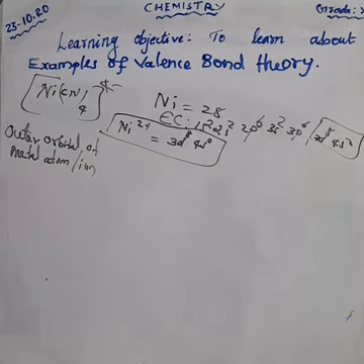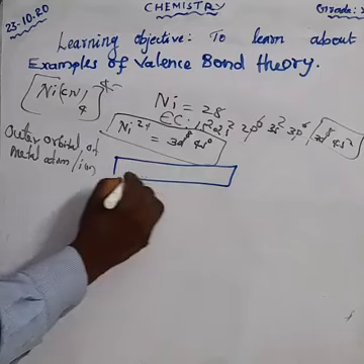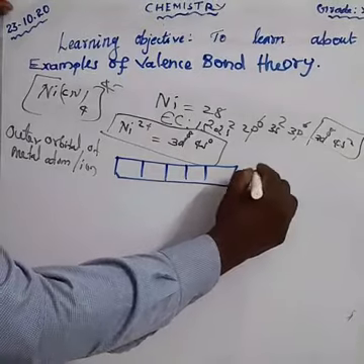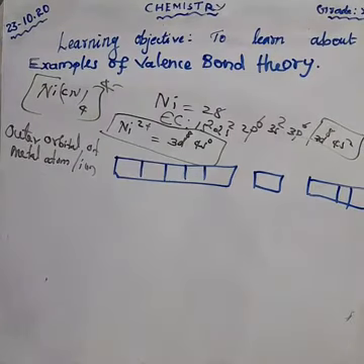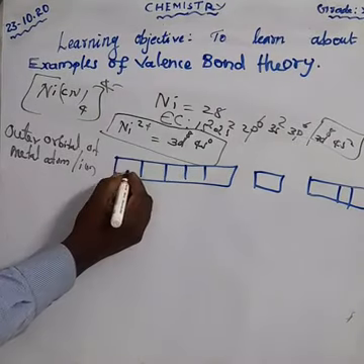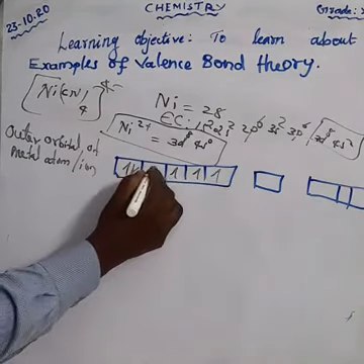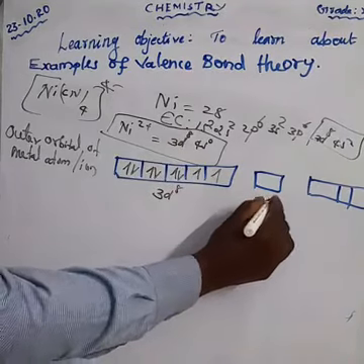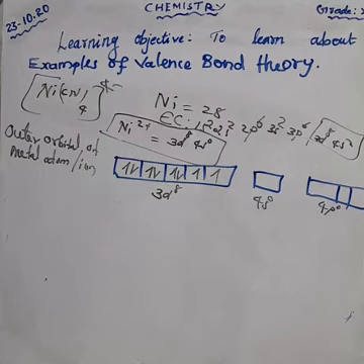How will you write the outer electronic configuration? Okay, first you should write 3d8. How many electrons are there? 8 electrons: 1, 2, 3, 4, 5, 6, 7, 8. 3d8. 4s has 0 because it is the nickel 2 plus ion. And 4p is also 0. Am I right? That also is 0.